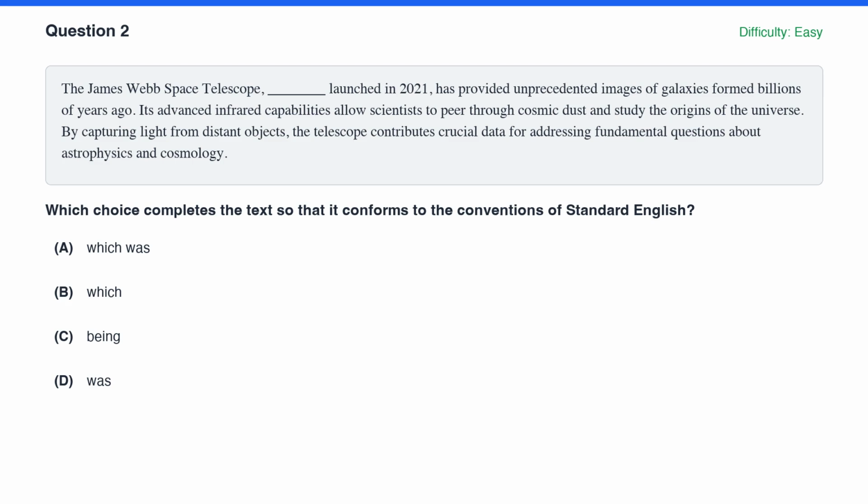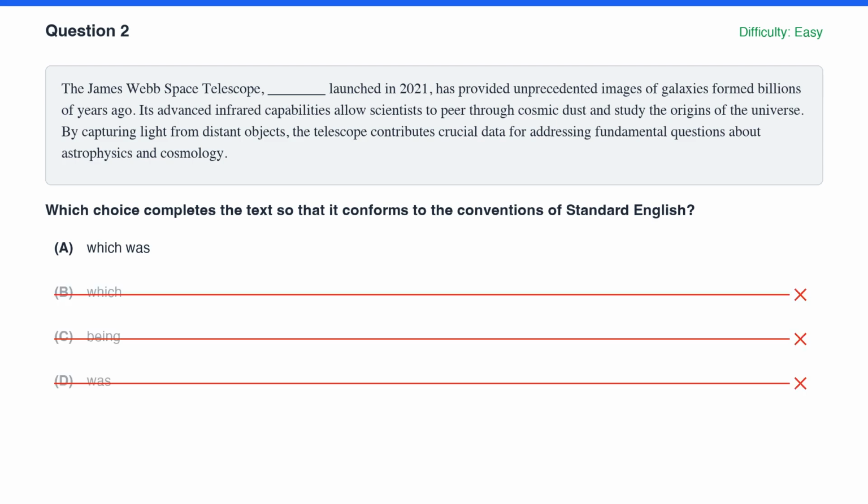Whatever fills it must introduce a non-essential relative clause that supplies extra information about the telescope without breaking the main sentence structure. Choice B, which, leaves the clause without an auxiliary verb, since launched alone cannot work as a passive past tense here. Choice C, being, produces a participial phrase that wrongly suggests an ongoing action rather than a completed event in 2021. Choice D, was, omits a relative pronoun, so the inserted clause cannot attach to the subject and the sentence ends up with 2 competing main verbs.